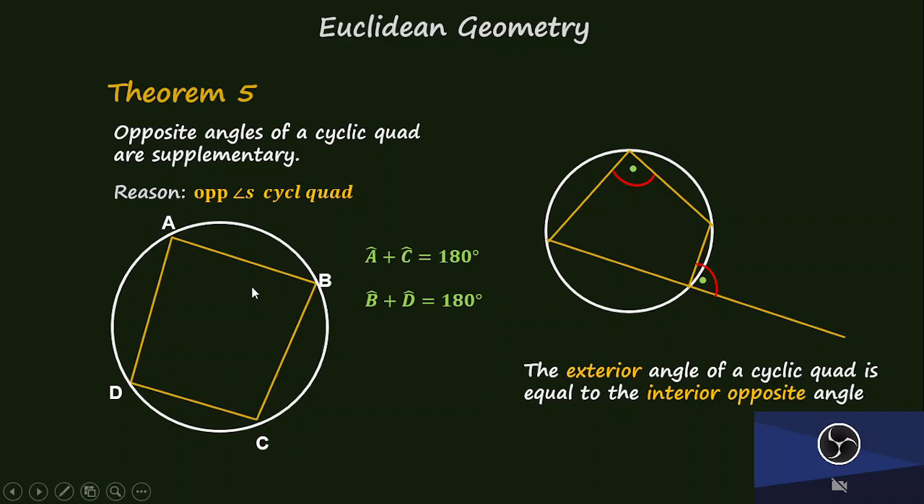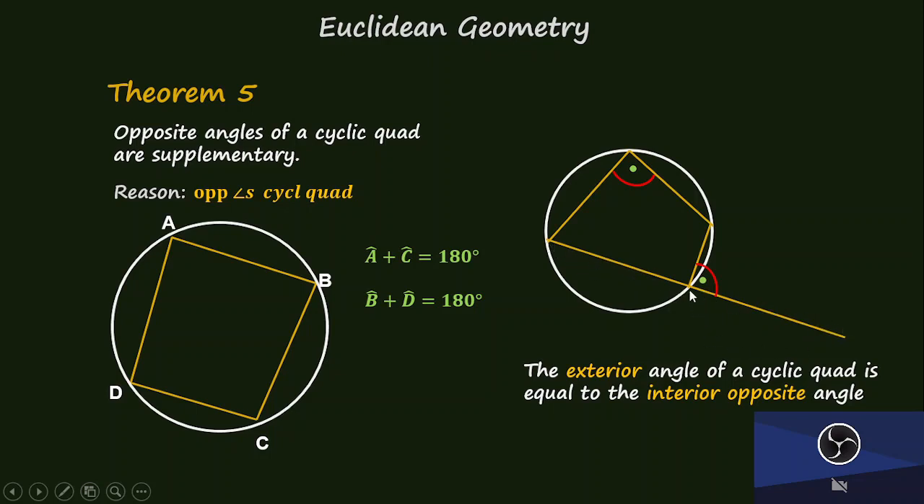So the opposite angles of a cyclic quad will always add up to 180 degrees. Another thing that we know about cyclic quads is that an exterior angle of a cyclic quad will be equal to its opposite interior angle, right? So if I have an exterior angle, you must be very careful, because this line that is protruding out must be an extension of one side of that cyclic quad, right?